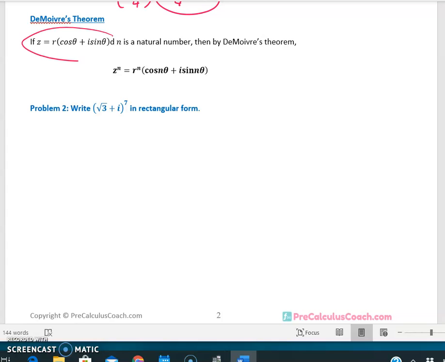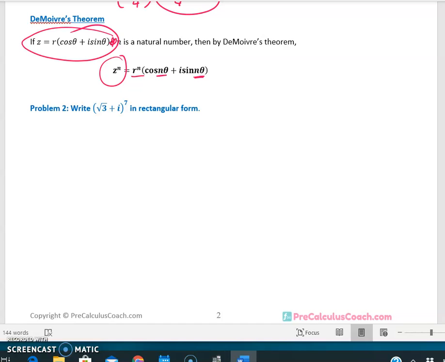It says that if z, which is my complex number, is written as r times cosine theta plus i sine theta, then by its theorem, if I take z to the n, so whatever that complex number is to some n power, then I can take the polar form and raise r to the n, and take cosine of n times theta and sine of n times theta. So I'm going to put an n in there.